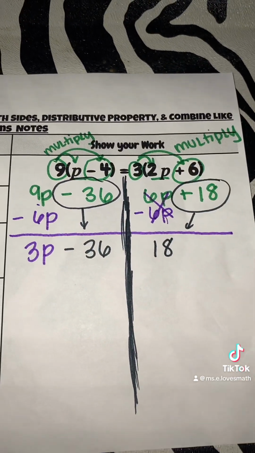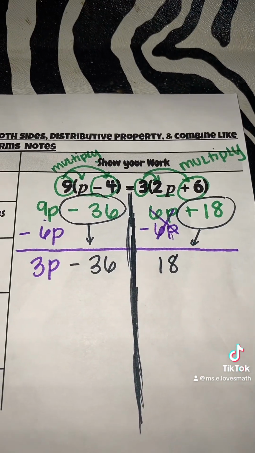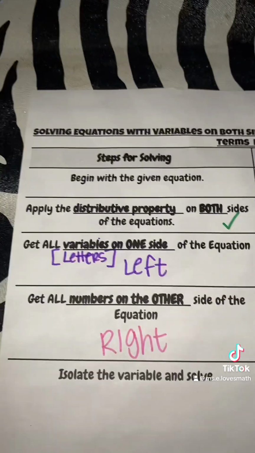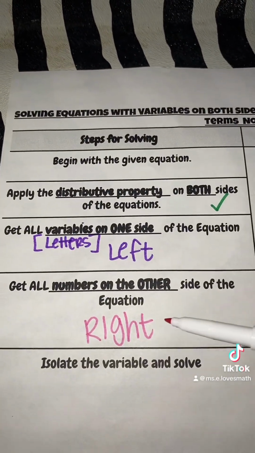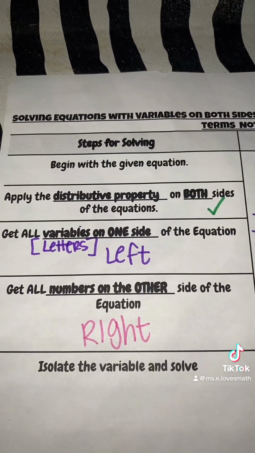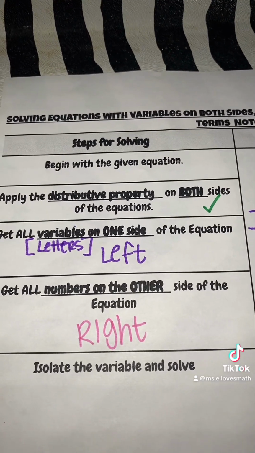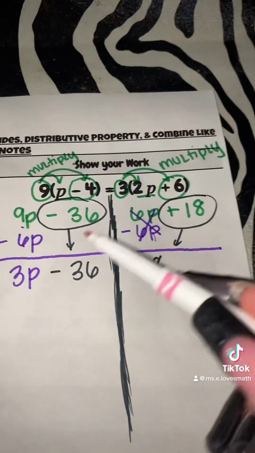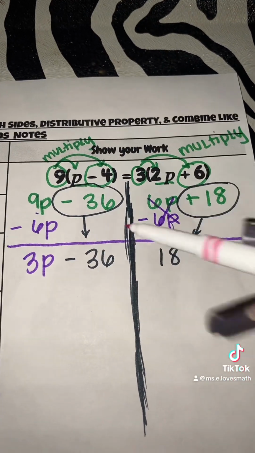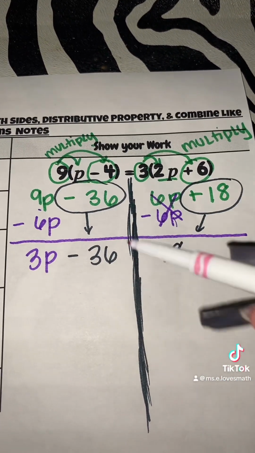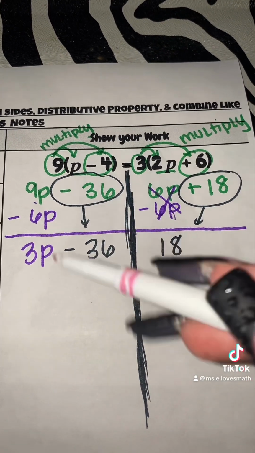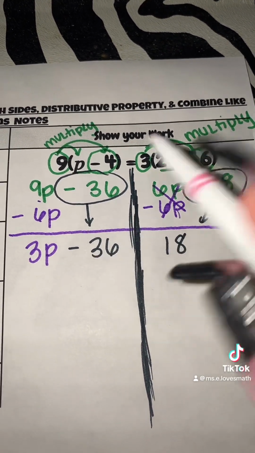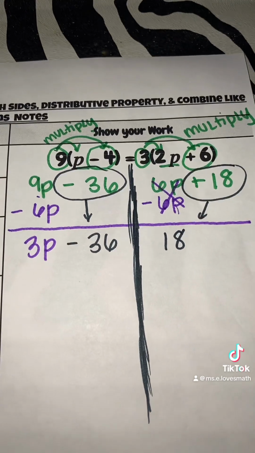Remember, our line is our equal sign. Now that we've gotten all of our variables to the left, it's time to move all of our numbers to the other side. The other side would be to the right. So we have our letters to the left. Now we need to get this negative 36 or this minus 36 out of here. We need to get rid of it. We need to move all of our numbers to the right.